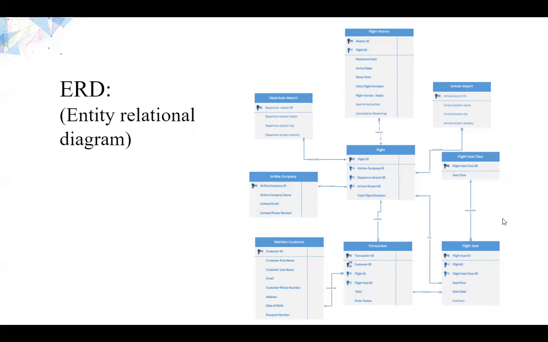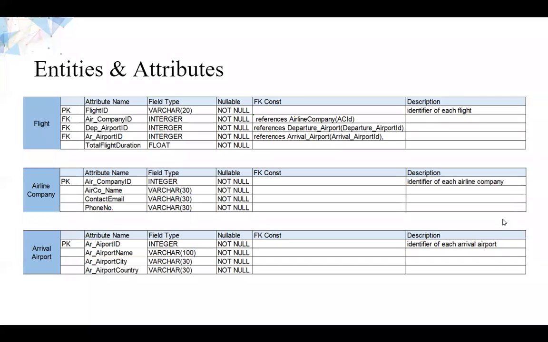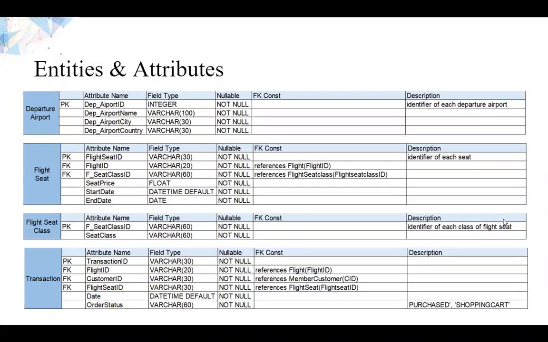Besides, based on the conceptual model design, we create some tables for entities and attributes. From these tables, we can see that we set order status under transaction to have 2 choices, purchased and shopping cart.